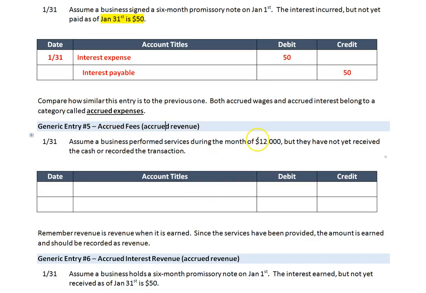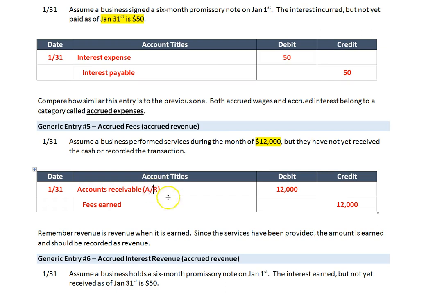So we perform service in a month equal to $12,000, but they have not yet received the cash or recorded this transaction. So we need to record it in our books. We've earned the $12,000. We need to recognize it as revenue. So we're going to hit whatever fees earned or some type of revenue account, whatever the business is using. In this case, they're using fees earned. And then we're not receiving this in cash, right? But they owe it to us. We've earned the money. They owe us the money. We expect them to pay us the money. So we put it to accounts receivable.